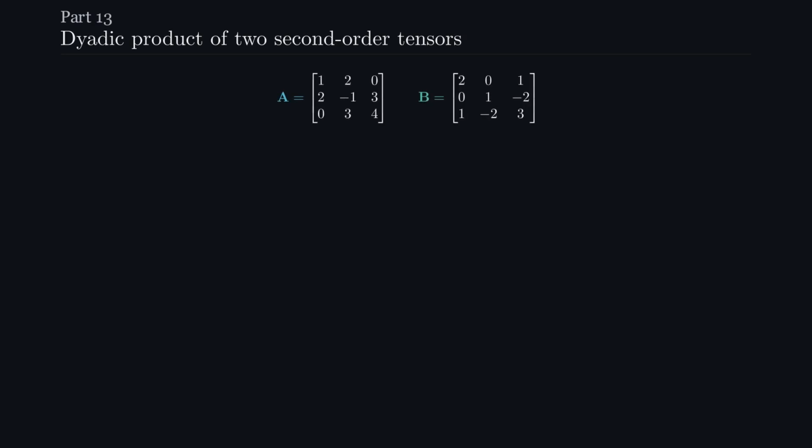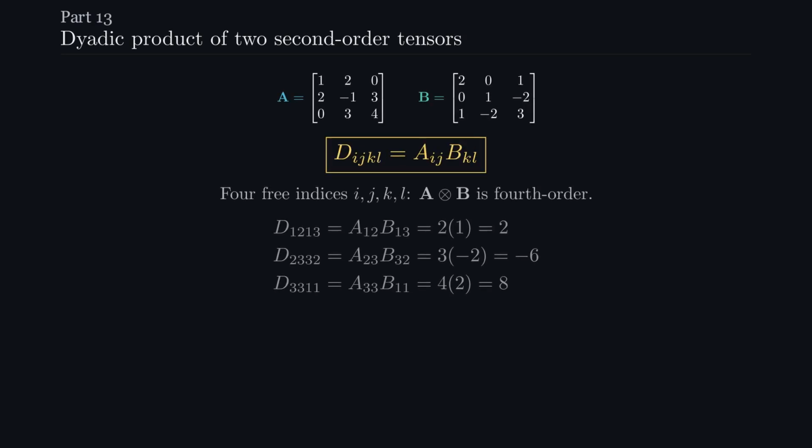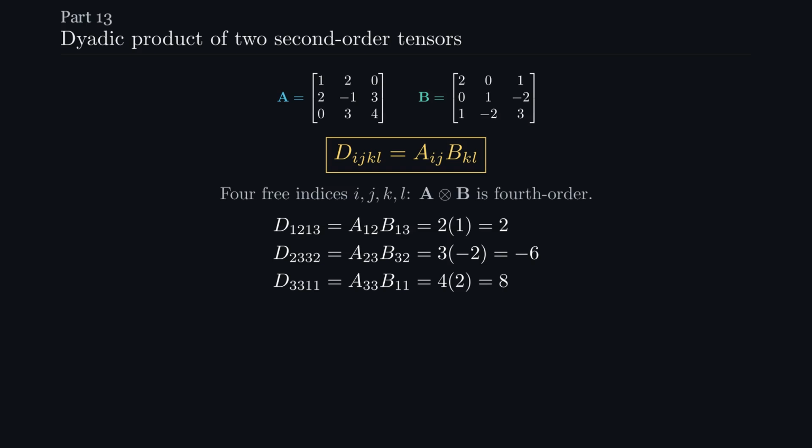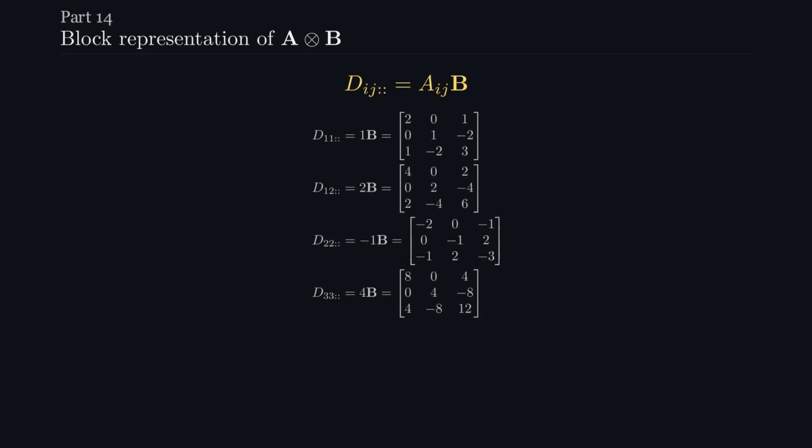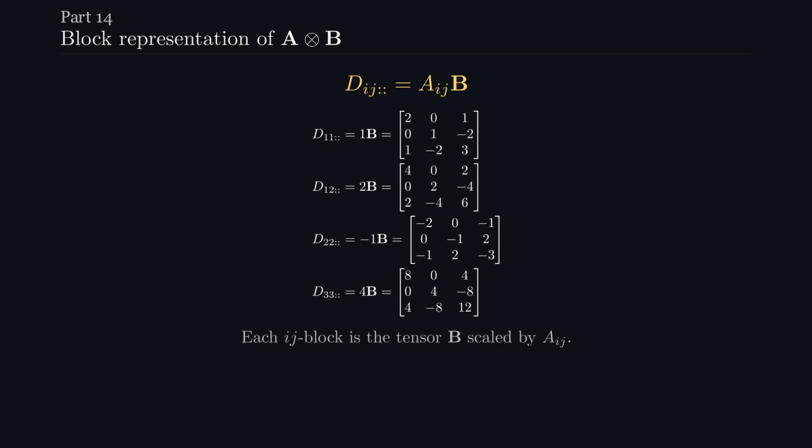The dyadic product of two second-order tensors is fourth order. Its components are D_ijkl equals A_ij times B_kl. The selected component calculations show that each fourth-order component is just one component of A multiplied by one component of B. The easiest way to visualize a fourth-order dyadic product is through blocks.